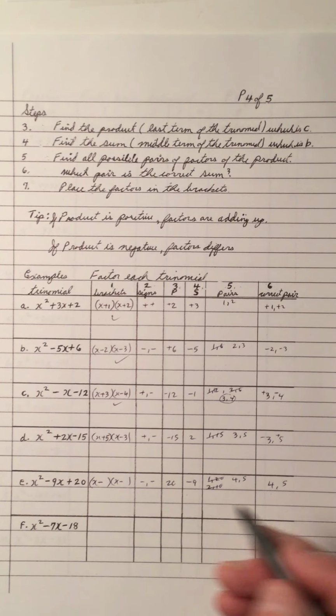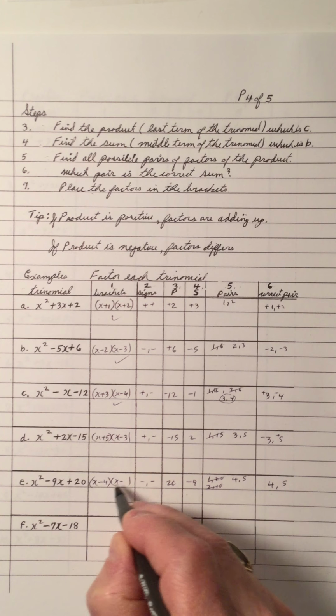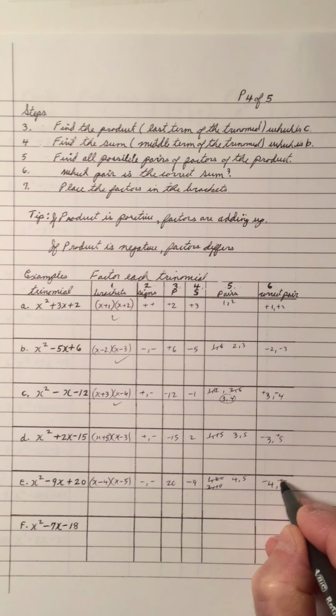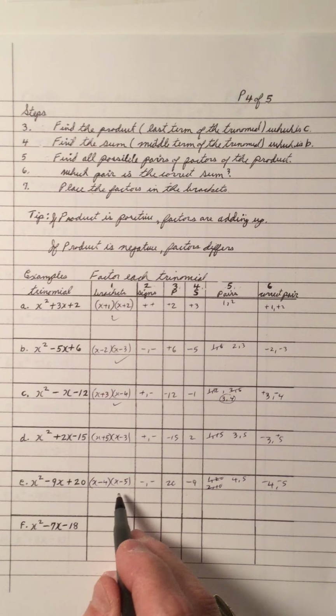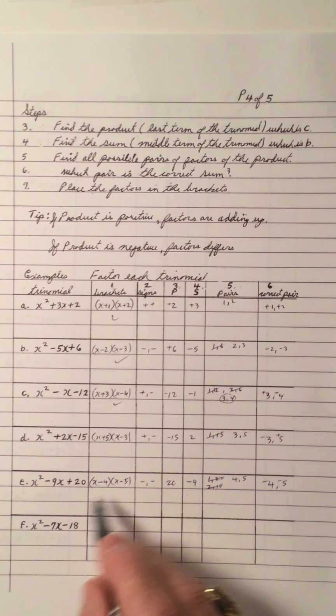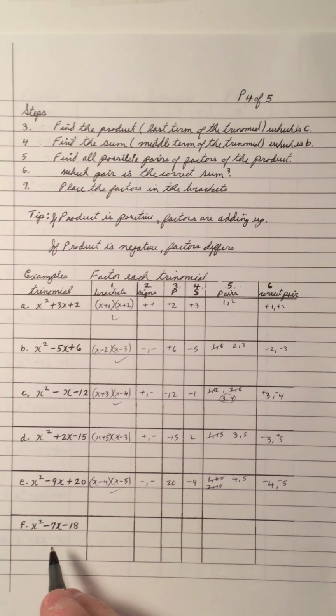And automatic, you got two negatives. It has to be a -4 and a -5. If the signs are the same, it's easy. Just add up the factors. And that's x minus 4, x minus 5.